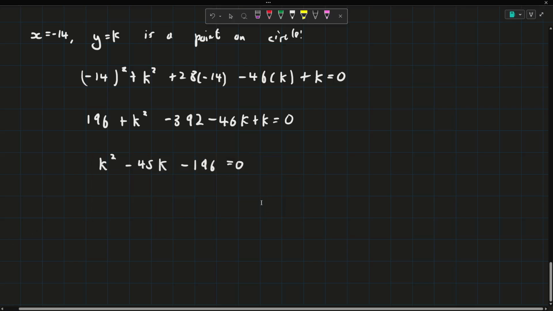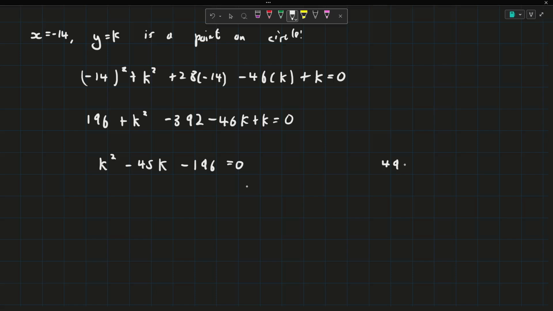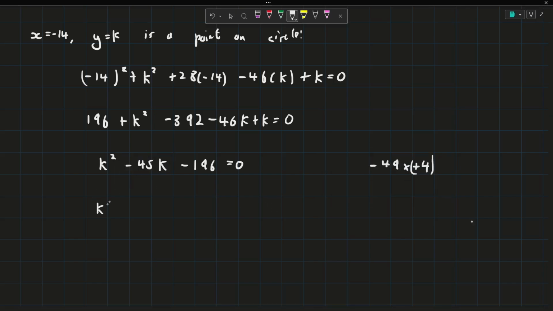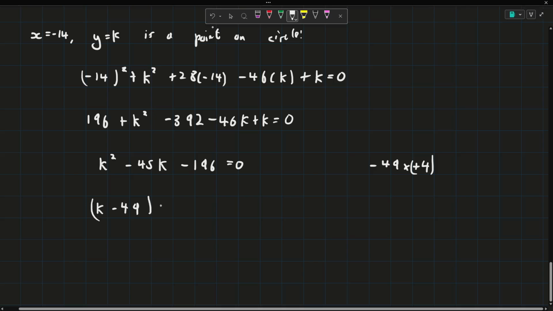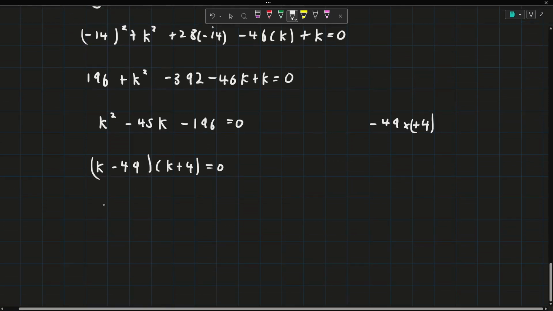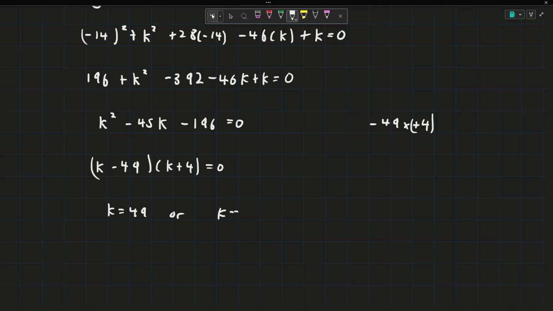You could use the quadratic formula here, or you could notice that we can write 196 as 49 multiplied by 4. Well, it's minus 196, so we can write it as minus 49 multiplied by positive 4. And that adds to give us minus 45, so we can factorize this quite nicely. We get k minus 49 times k plus 4 equals 0. And then we get that k is equal to 49, or k is equal to minus 4. And there are our answers.